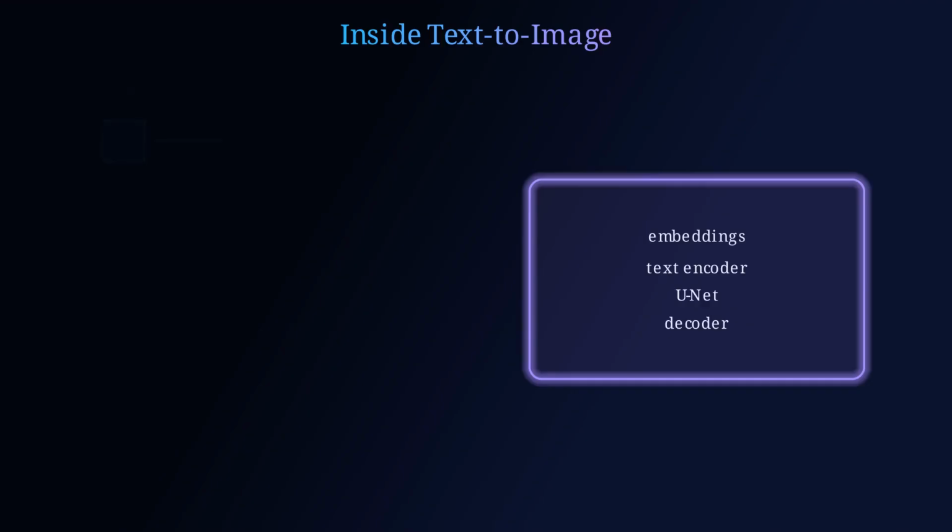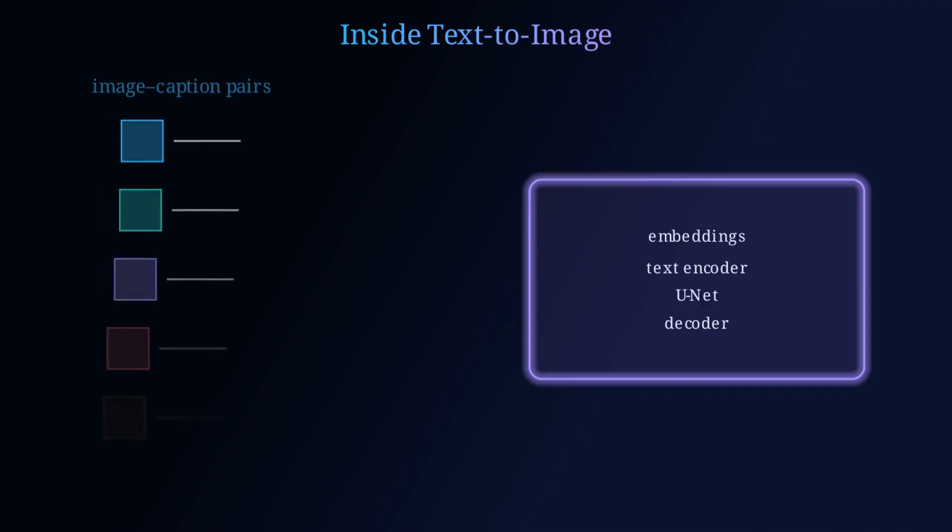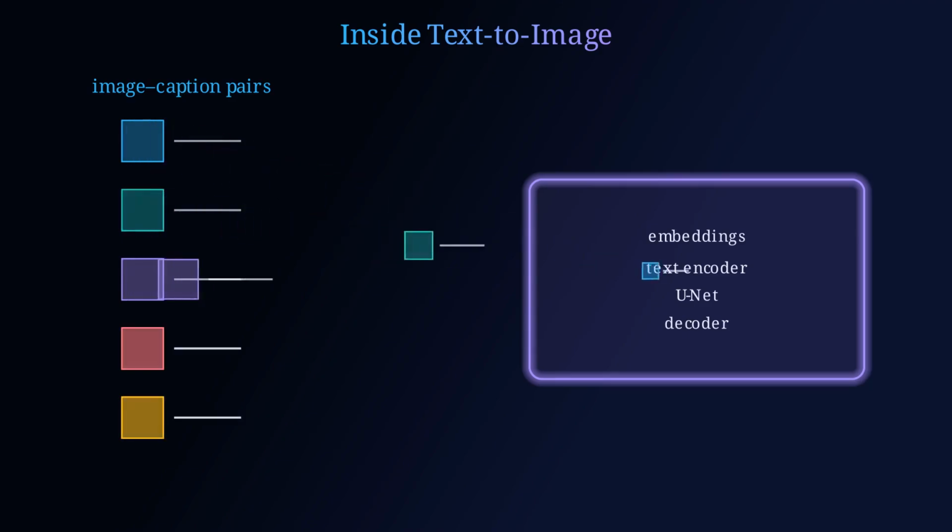It's worth pausing on how little of this is hand-coded. Nobody wrote rules for what a fox looks like or how snow catches light. Every one of these stages, the embeddings, the encoder, the U-Net, the decoder, learned its job purely by watching millions of image and caption pairs. The structure is designed, the knowledge is learned.